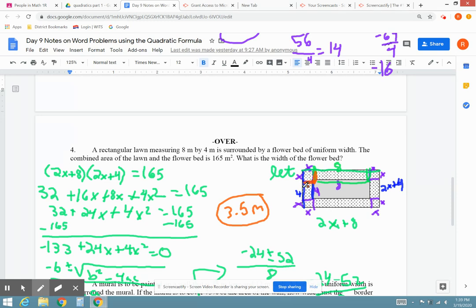If they had asked for the width of the entire area, I guess you would say, the flower bed and the lawn, the combined width, then we would plug that into our 2x plus 4. So if they wanted that, you just plug it into the 2x plus 4 and you get 11 meters. Okay, but they did just ask for the flower bed. All right, that is basically it.